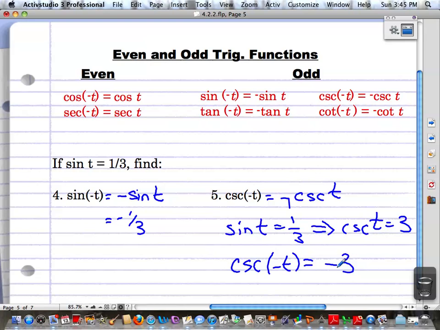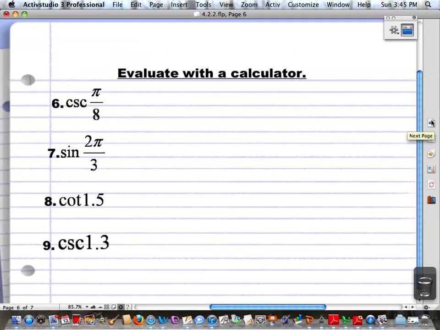So the cosine and the secant, the two functions that have to do with just the x-coordinate, those are our evens, where when I put in the opposite value, I'm still going to get the original value that I started with. Okay, let's move on. Evaluate with a calculator.